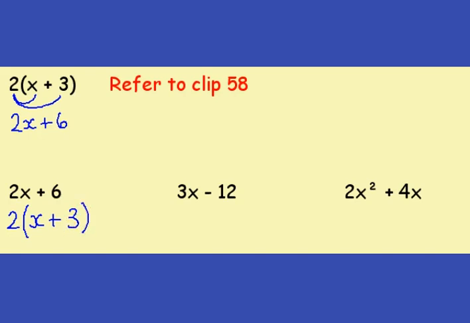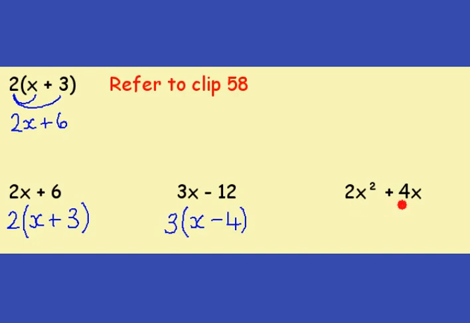Second example. Looking at this here, we've got 3x and we've got minus 12. 3 goes into both of those, so we take 3 outside the brackets. What do I times 3 by to get 3x? X. Put the minus in. What do I times 3 by to get 12? 4.